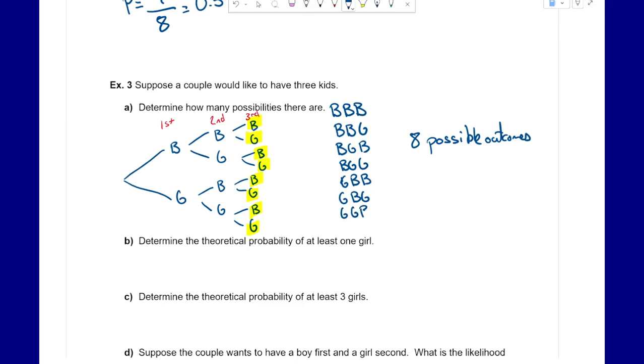Girl, girl, boy, girl, girl, girl. So those are 8 possible outcomes. What's the theoretical probability of at least one girl? At least one girl means 1 girl, 2 girls, or 3 girls.